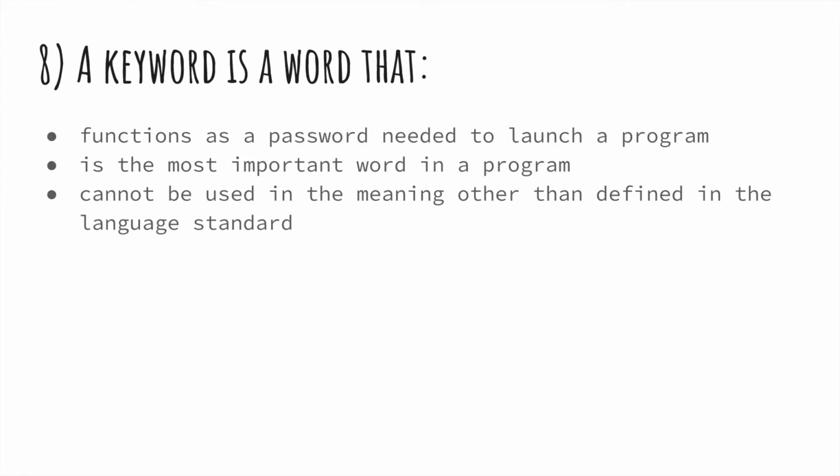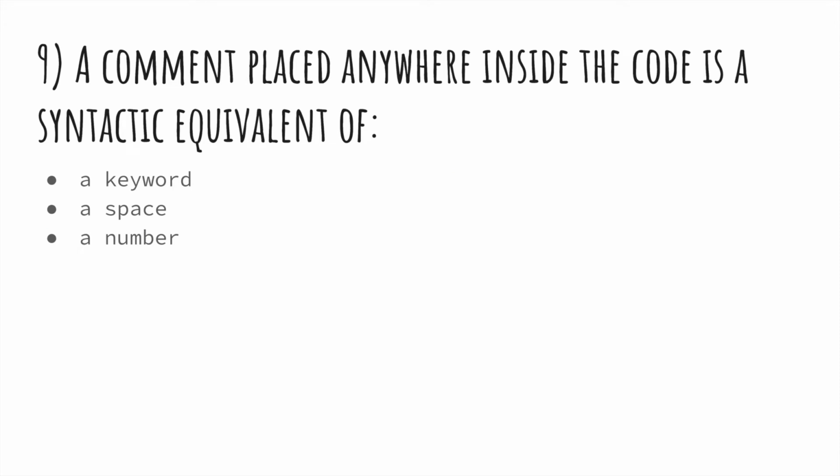What is a keyword in C? It is a word that cannot be used in the meaning other than defined in the language standard. For example, if is an if statement. You cannot use if as a variable name. A comment placed anywhere inside the code is a syntactic equivalent of a space because C does not read spaces, just like it doesn't read comments.